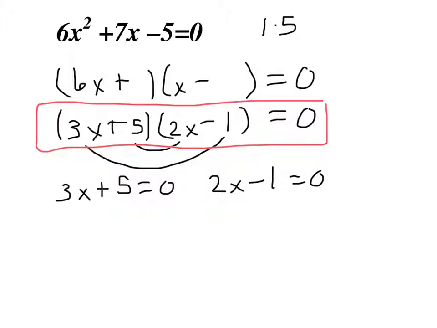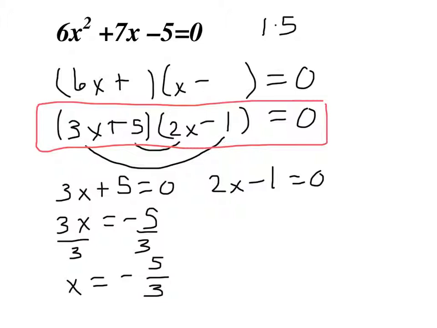Solve for x in this first one. Subtract 5 from both sides. Divide by 3. x is negative 5/3. Second one, add 1 to both sides. Divide by 2. And you get x equals 1/2. So we have two solutions.